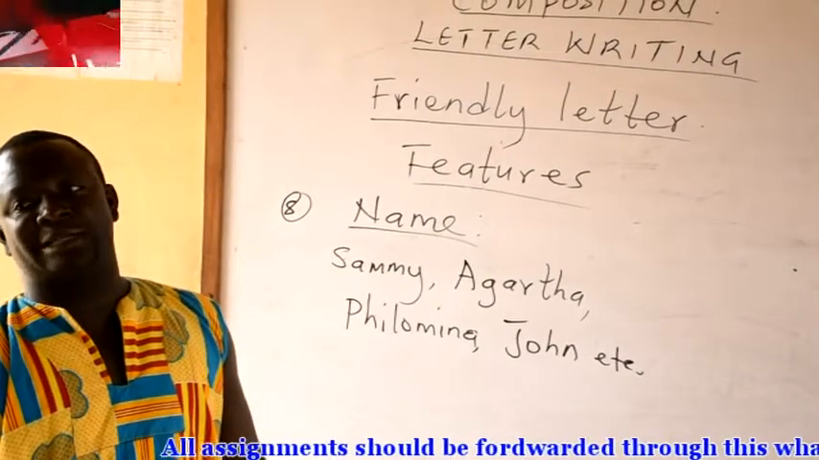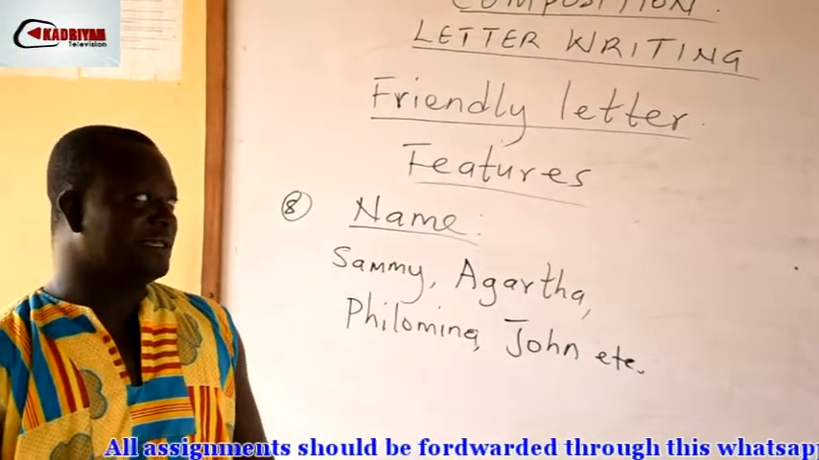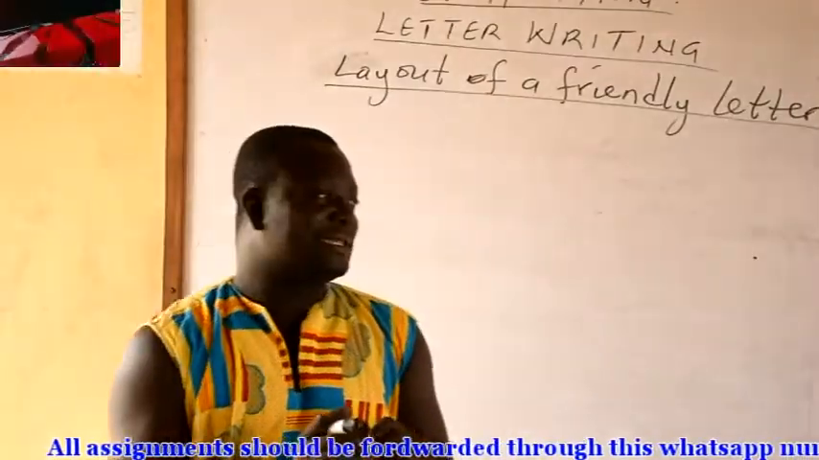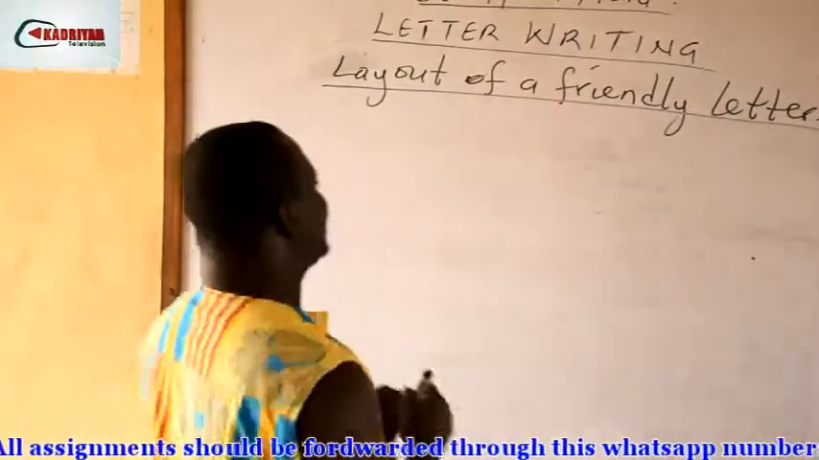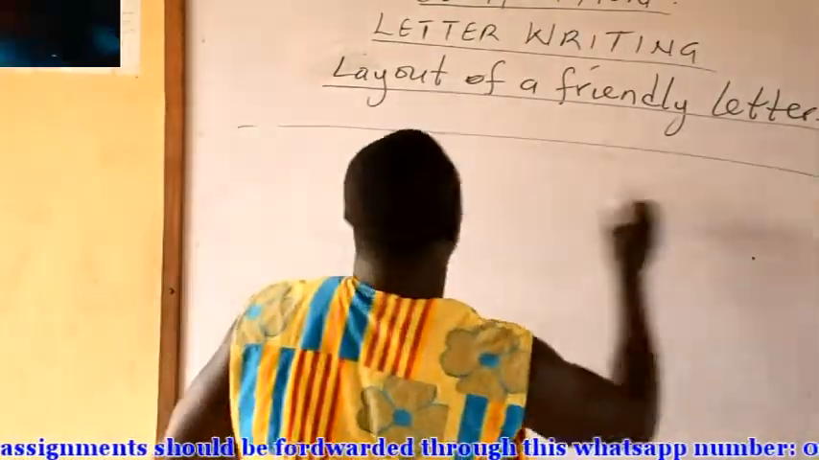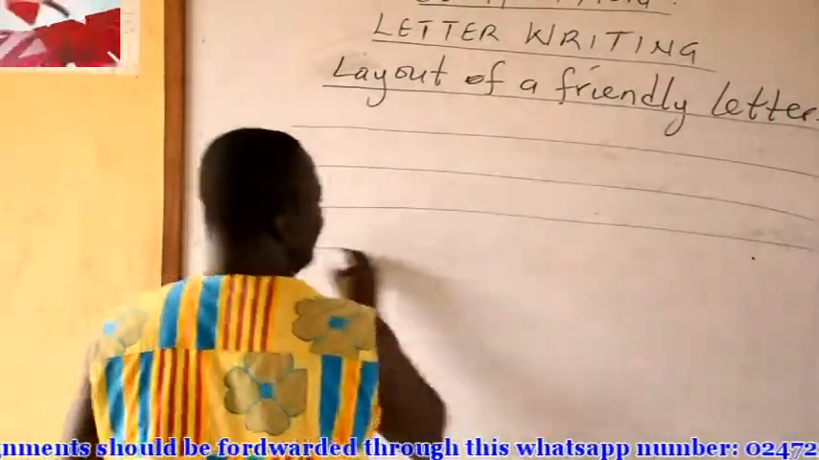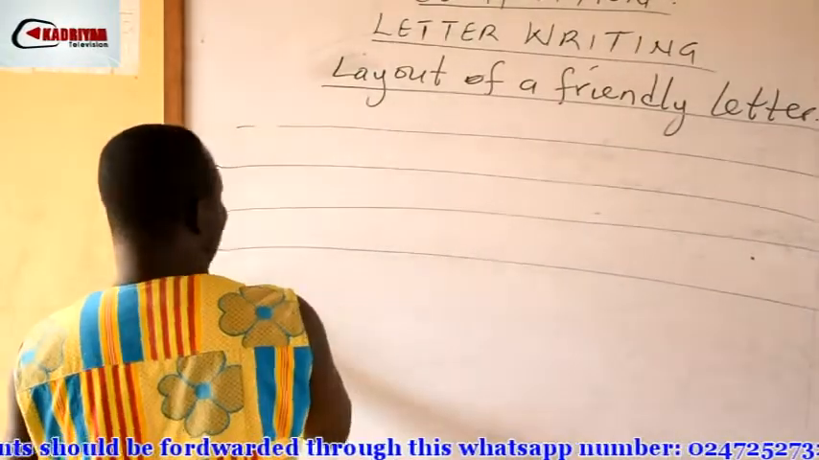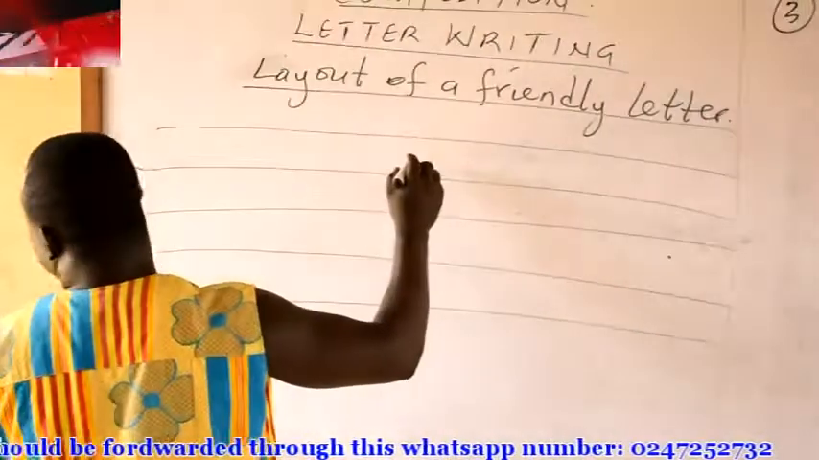So let's look at one of the layouts. Then I give you exercise, then you close for the day. When I say layout, it is how you are going to arrange it. Now, let's say this is your book. You are going to start with the address here, at the right hand side of your book.